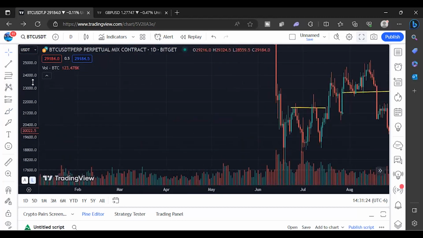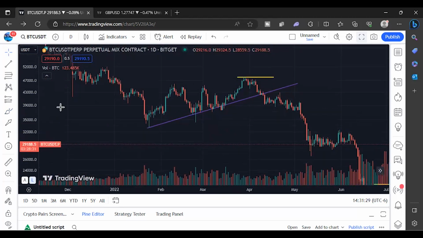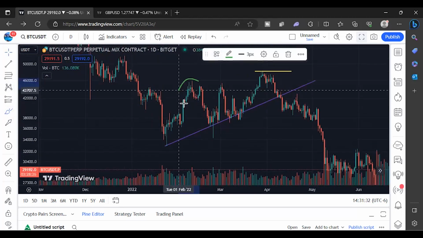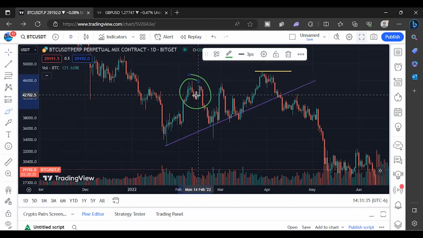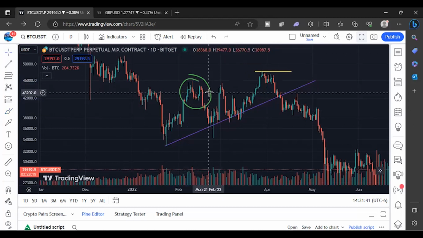Okay, so let me see if I can find another example of this working out. We have another one right here. You see that? Another perfect double top. Price from the double top broke the neckline and dropped. Okay, and then we have another major one right here.